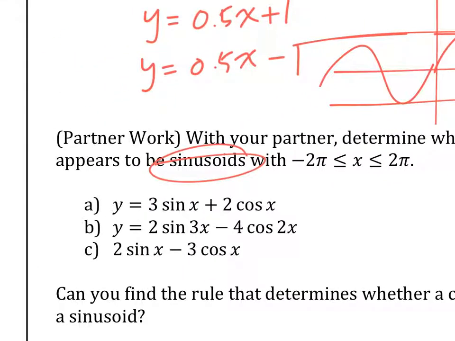Okay, raise your hand if you think A looks like a sinusoid. Okay, all right. Half of the class, good. That is correct. B looks like a sinusoid? No. How about C? Okay, all right. Next thing you and your partner are going to do is look at all three equations and discuss what makes A and C look like sinusoids, but B does not. Just look at the equations. All right, what do you guys think?